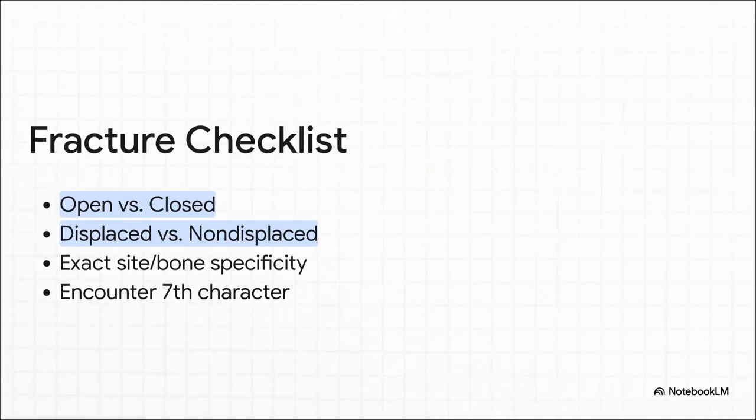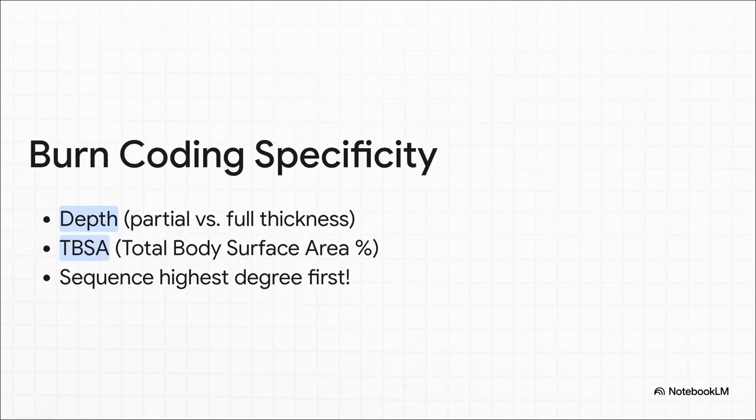Let's rapid-fire the must-know fracture specificity checklist. You need to identify a few things. Is it open or closed? Displaced or non-displaced? What is the exact site and bone? And what's that 7th character encounter we just talked about? Also, remember the golden rule. If the doctor's note doesn't specify displacement or open versus closed, the default rules in the code set typically point to closed and displaced. For burns, severity and code sequencing are entirely driven by the depth of the burn, the exact anatomical site, and the total body surface area or TBSA percentage involved. And always sequence the code for the highest degree of burn first.